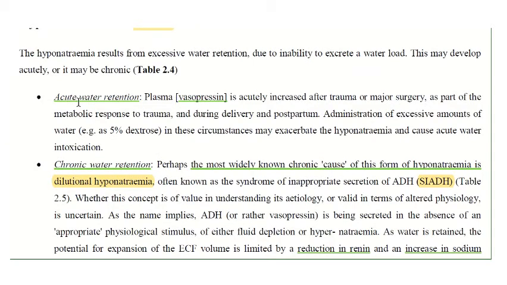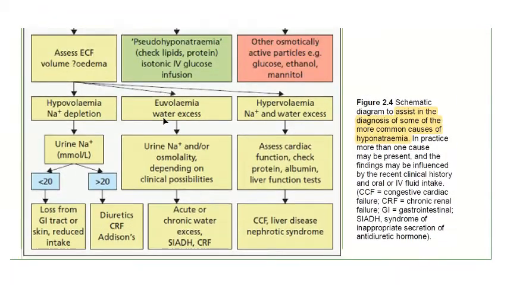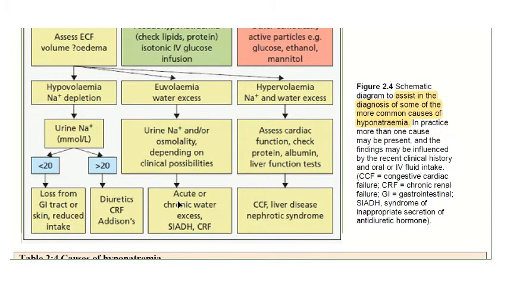وهنا قلنا الأكيوت، تكلمنا عن الأكيوت water retention، وهي أيضا موجودات في هذا التيبل اللي تكلمنا عليه، وأيضا في الفيجر هذا الدايجرام. هنا هاي الحالة اللي هي الإيوفوليميا water excess. فهنا اليورين صوديوم and or osmolality يحتاج أنه تتشيك depending on the clinical possibilities. هنا قلنا أسباب acute or chronic water excess، ال SIADH chronic renal failure.